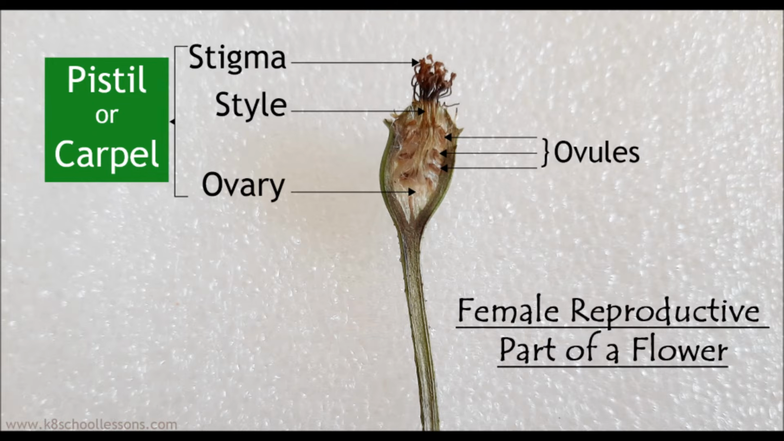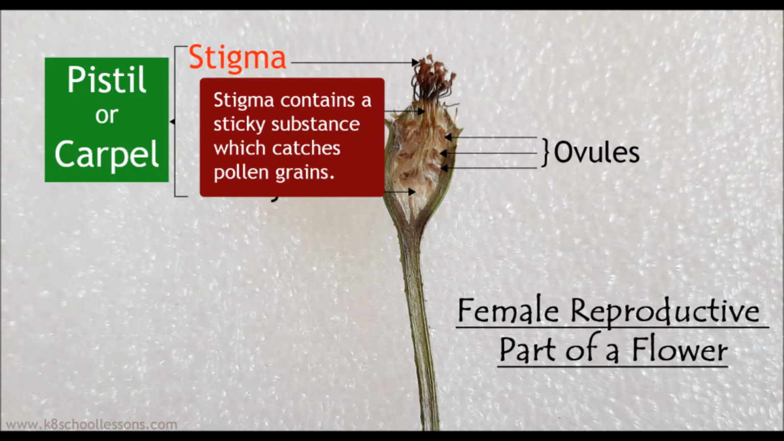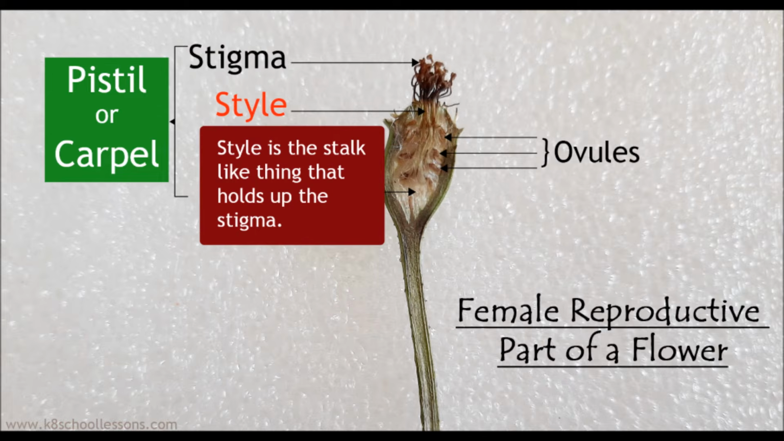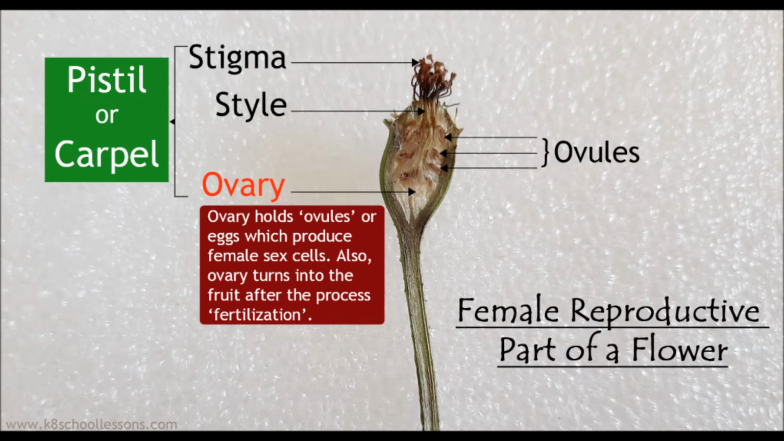Ovules, stigma. Stigma contains a sticky substance which catches pollen grains. Style. The style is the stalk-like thing that holds up the stigma. Ovary. The ovary holds ovules or eggs which produce female sex cells. Also, the ovary turns into the fruit after the process of fertilization.